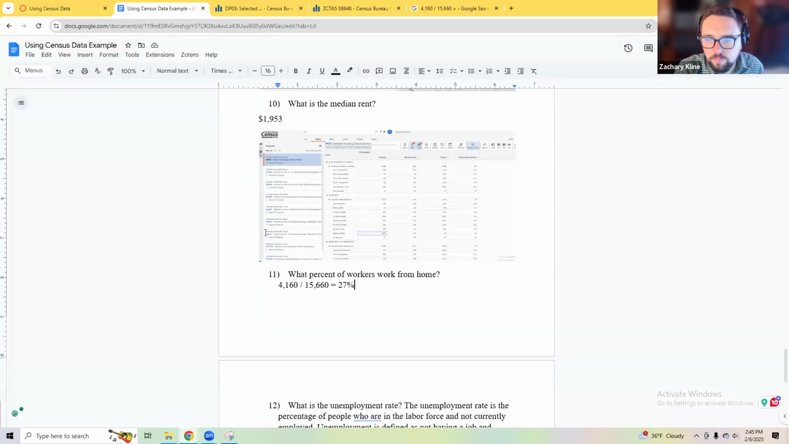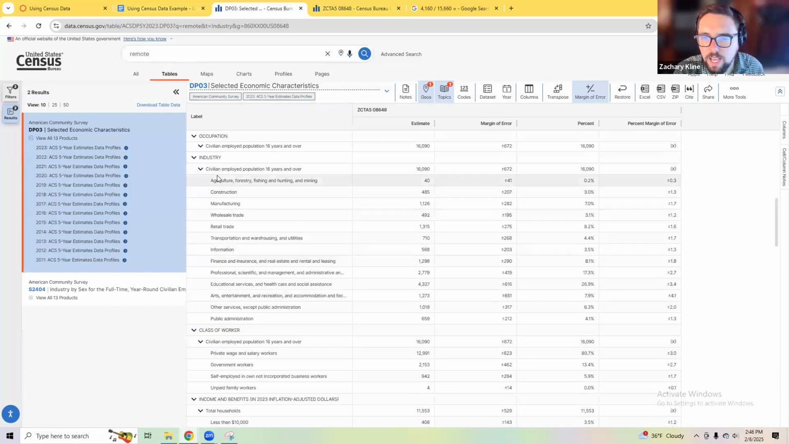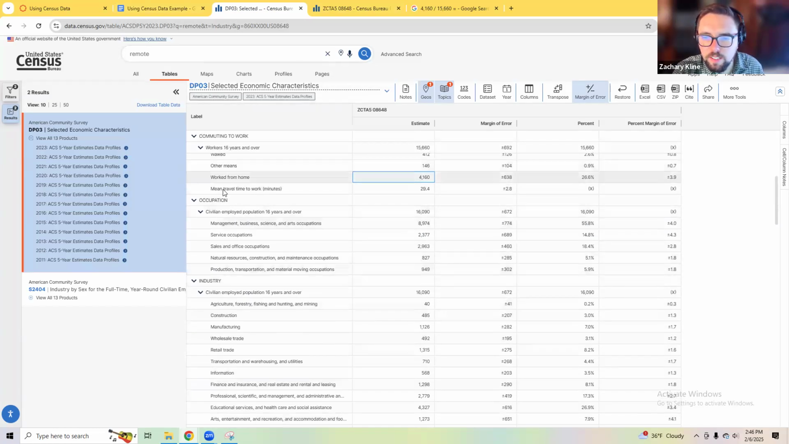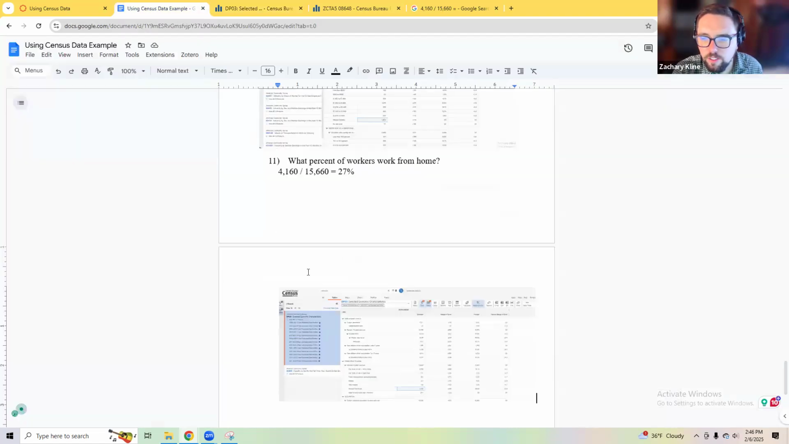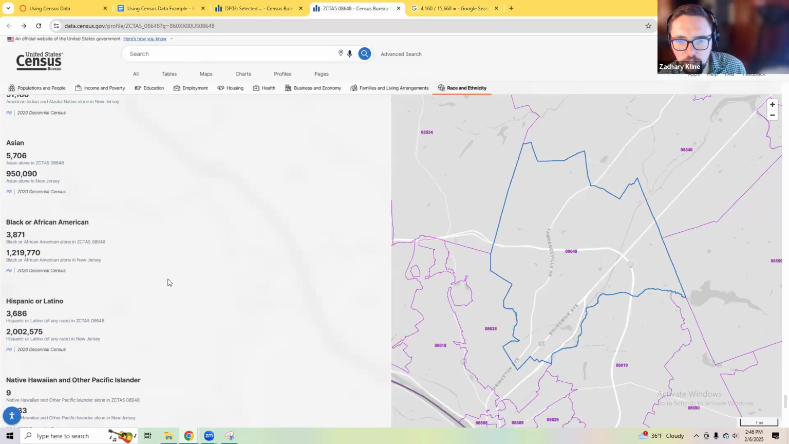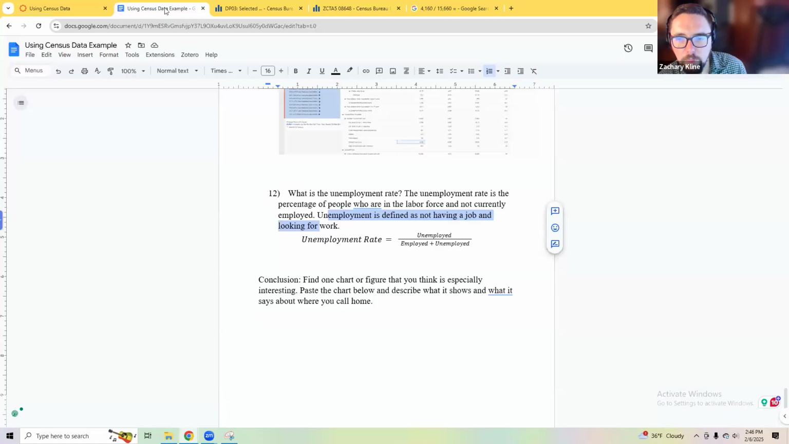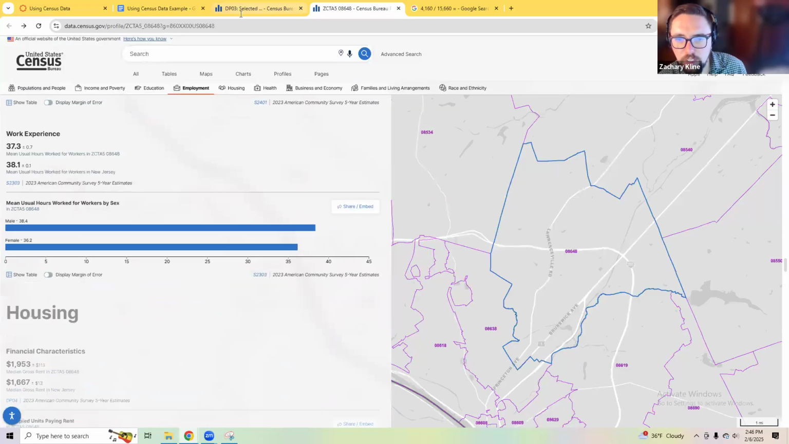All right. Civilian employed. That's where we're seeing the description earlier. Okay. What is the unemployment rate? This is the percent of people who are in the labor force and not currently employed. Unemployment is defined as not having a job and looking for work. So we didn't want the employment rate. That was what we saw earlier, right? We saw the employment rate. That's not what we wanted. We want the unemployment rate. So it'll be a little bit different number here.